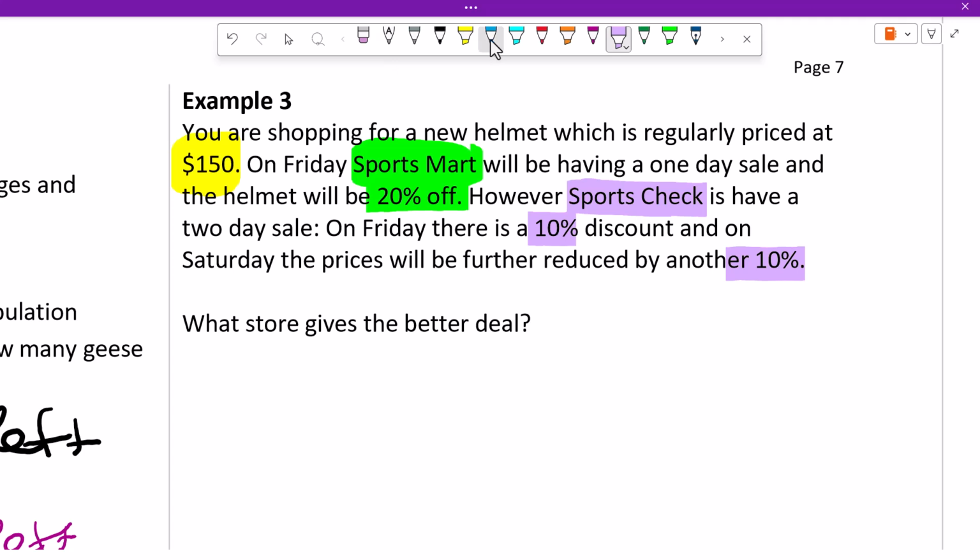Sports Check is like one of those sales that you see. These aren't the numbers, but it'll be like $199, then they cross it out, $147, cross it out, like $27 final clearance kind of thing. So the price is always changing. So it looks like it should be the same deal. Sports Mart says 20% off, and Sports Check says 10 and 10, which looks like 20. It looks like it would be the same deal, but it isn't. And I'll explain how that works.